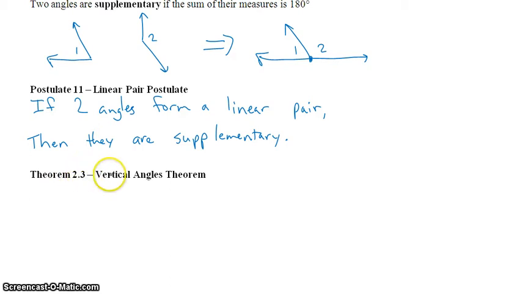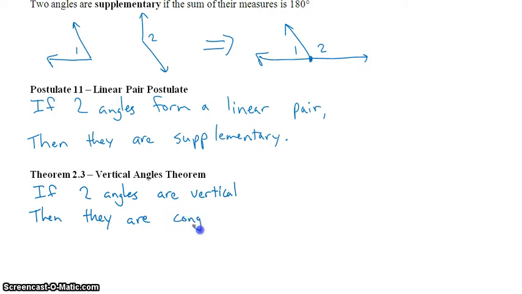Theorem 2.3, the vertical angles theorem. It's going to be an if-then statement. If two angles are vertical, we know what the definition of vertical angles is: they're angles that are across from each other when two lines intersect. Then the two angles are congruent. In a proof, postulates and theorems are treated exactly the same. There's a slight difference between the two of them, but it's not that big of a difference that we're going to make a huge distinction in this class.